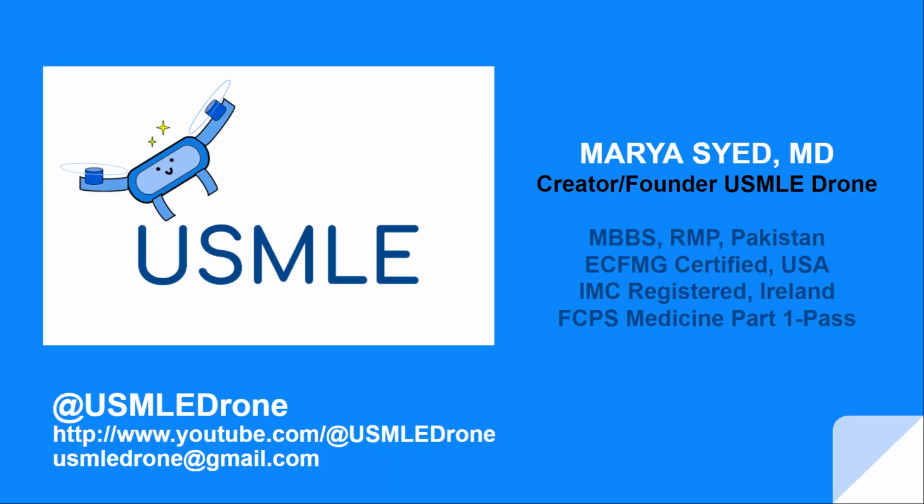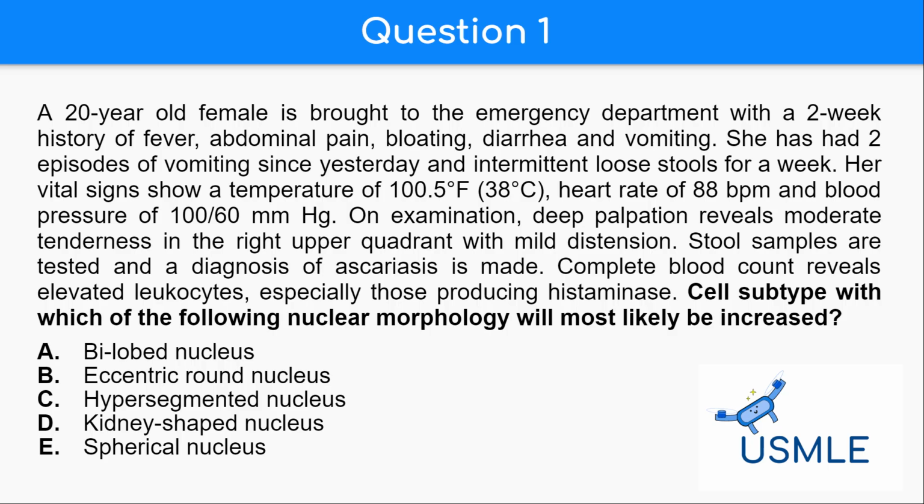Let us dive straight into the basics of hematology today. First, let's read the question. A 20-year-old female is brought to the emergency department with a 2-week history of fever, abdominal pain, bloating, diarrhea, and vomiting. She has had 2 episodes of vomiting since yesterday and attempted to lose stools for a week. Her vital signs show a temperature of 100.5 degrees, heart rate of 88 beats per minute, and blood pressure of 100 by 60 millimeters of mercury.